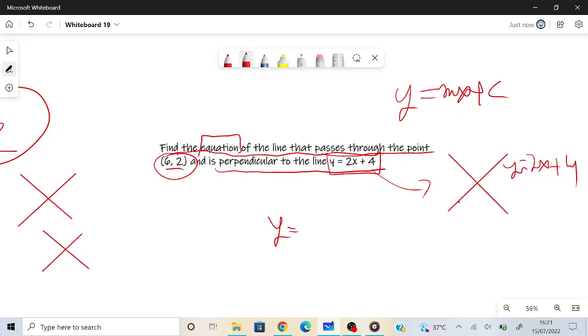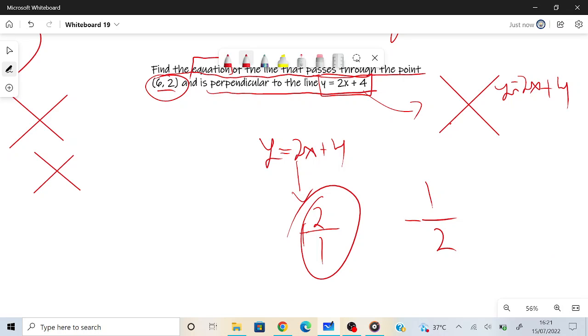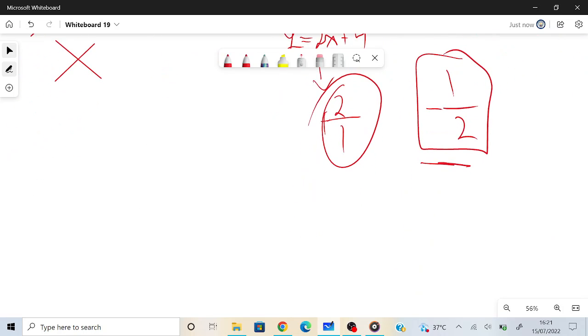So from y equals 2x plus 4, we know that 2 is simply our gradient. And now, in order to find the gradient of the perpendicular, we take the reciprocal and change the sign. The reciprocal of this is nothing but 1 over 2, and if you change the sign, the positive over here will simply become the minus over here. So we have the gradient of the perpendicular already, which is minus 1 over 2. Now, if I were to write this in the form of y equals mx plus c, I know that m is my gradient, that's y equals minus 1 over 2 x plus c. So now the question arises, how do I find my c?